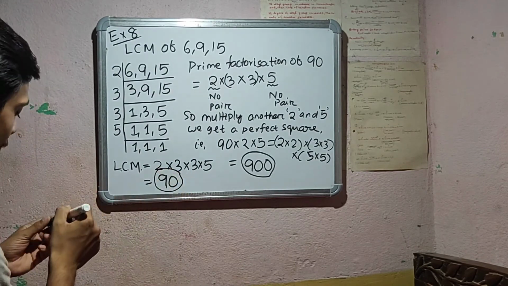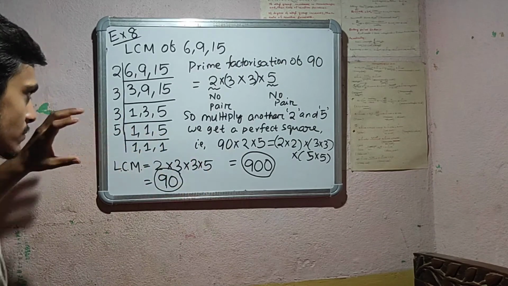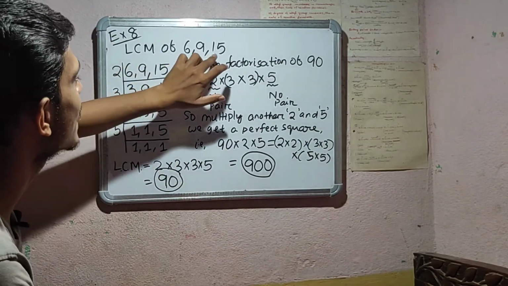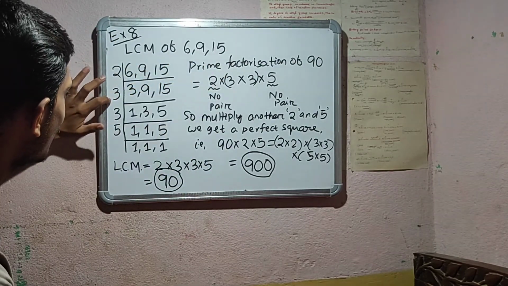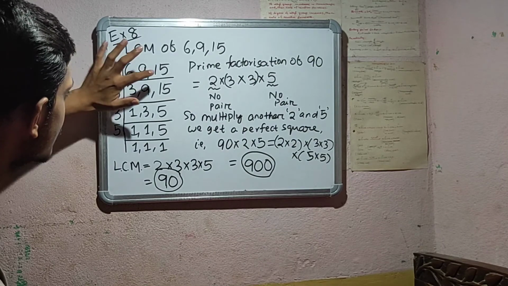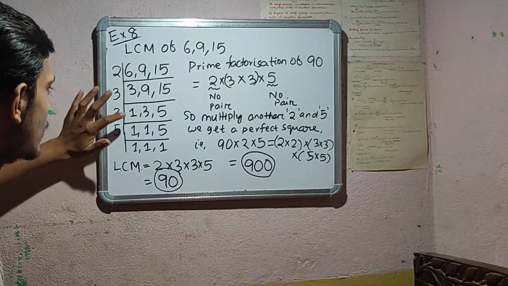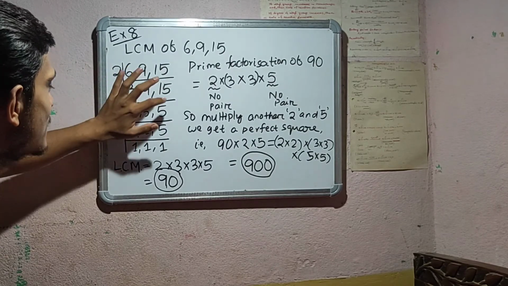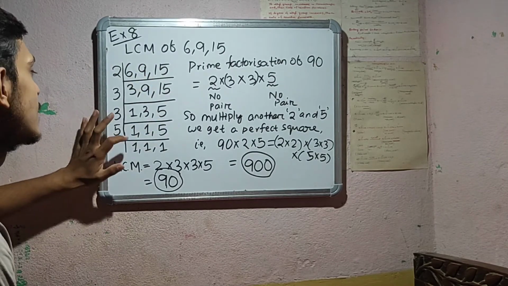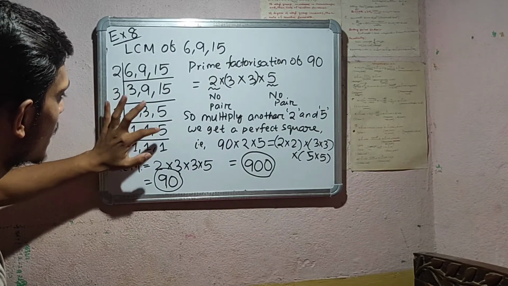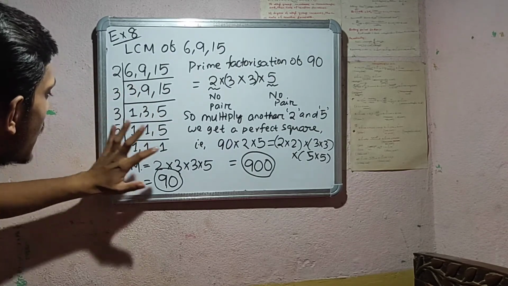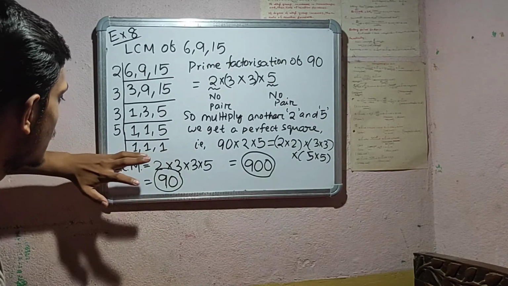One is the LCM. Okay, so LCM of 6, 9 and 15. Clear? I can find the LCM in this way. 6, 9, 15. 2, 3 is 6. 9 is remaining. 15 is remaining. 3, 1 is 3. 3, 3 is 9. 3, 5 is 15. Then 3, 1, 1. 3, 1 is 3. 5 is remaining. Then 5, 1 is 5. Then I get 1, 1, 1.